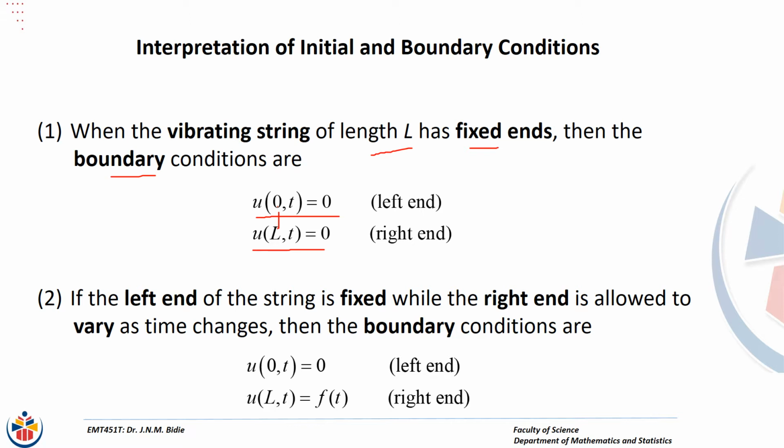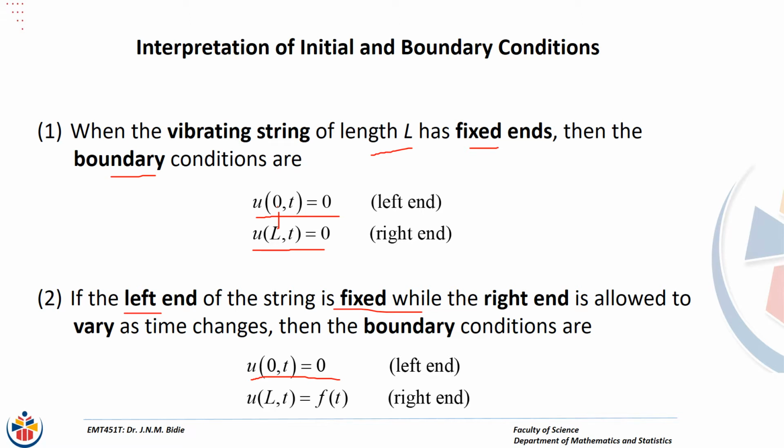Now let's go to when one end is fixed and the other one is allowed to change or vary as time changes. So here we have the left end is fixed. So we know from number one that we'll have u of 0,t equal to 0 because the left end is fixed. Let's say maybe the string is attached to a wall on the left end, but the right end side is free to change length and vary.